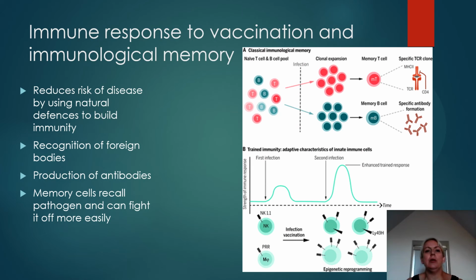Vaccinations and immunological memory. Vaccinations reduce the risk of disease by using natural defences to build up immunity. When they're giving you the dose of the vaccine, it helps your body to recognise the foreign bodies. It produces the antibodies required to fight this disease, and hopefully you will never experience the symptoms once you've had the vaccine. Memory cells recall the pathogen and can fight it off more easily. So if you are exposed, you're less likely to become poorly.